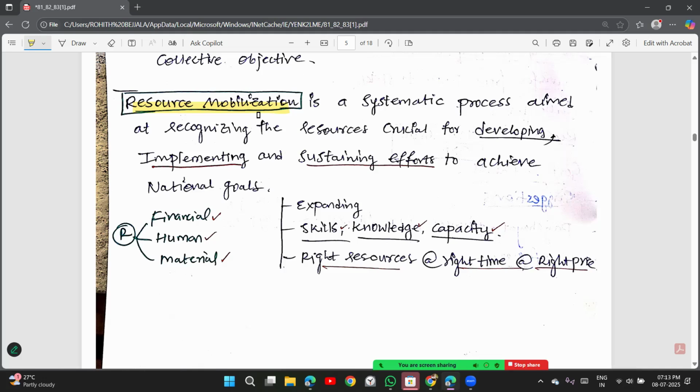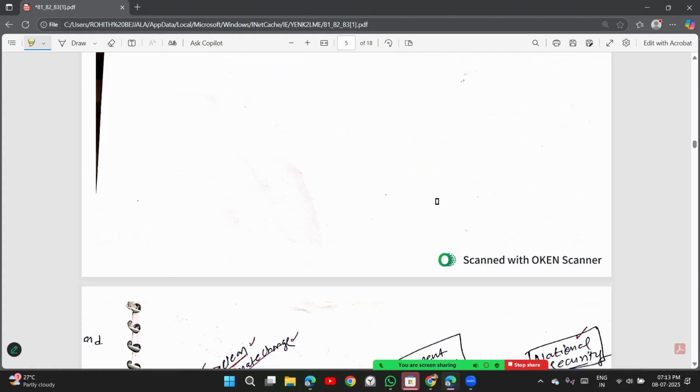For example, human resources are there. It's a resource. So how will you mobilize? Mobilize means you will give them certain skills, certain knowledge, certain capacity, and you will expand it. And if we can utilize the resources at the right time, at the right price, then India will obviously become great. So in that way, resource mobilization is important.